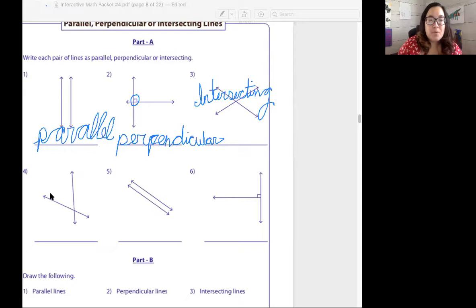So I have number 4. What do we say it was? It was intersecting. I'm gonna put a big I. That is correct. Intersecting. All right, number 5.